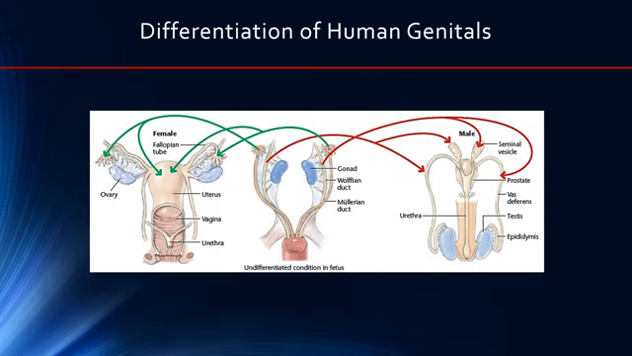So you can see here in the center we have undifferentiated conditions in the fetus that develop into male reproductive organs: the testes, the vas deferens, prostate, seminal vesicles, epididymis, etc. Or the Mullerian ducts will develop into the vagina, uterus, fallopian tubes, and of course we get the development of the ovaries. The ovaries are the primary sex organs in the female, and the testes are the primary sex organs in males.